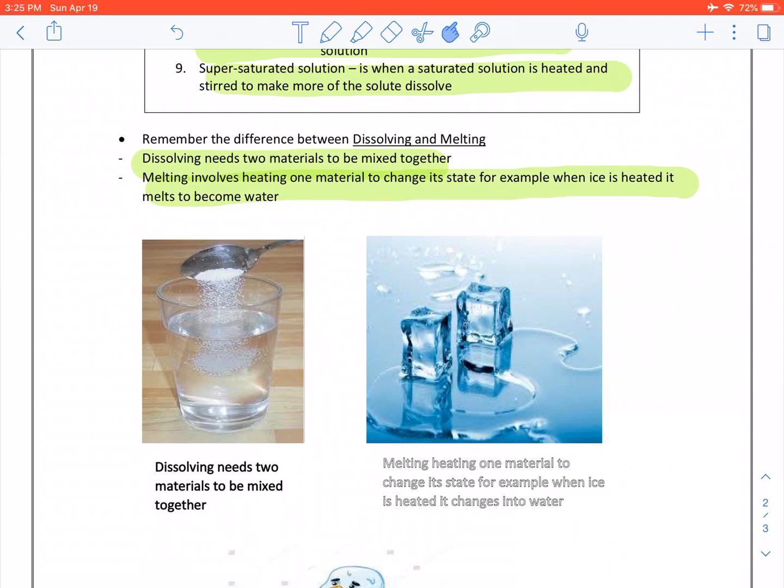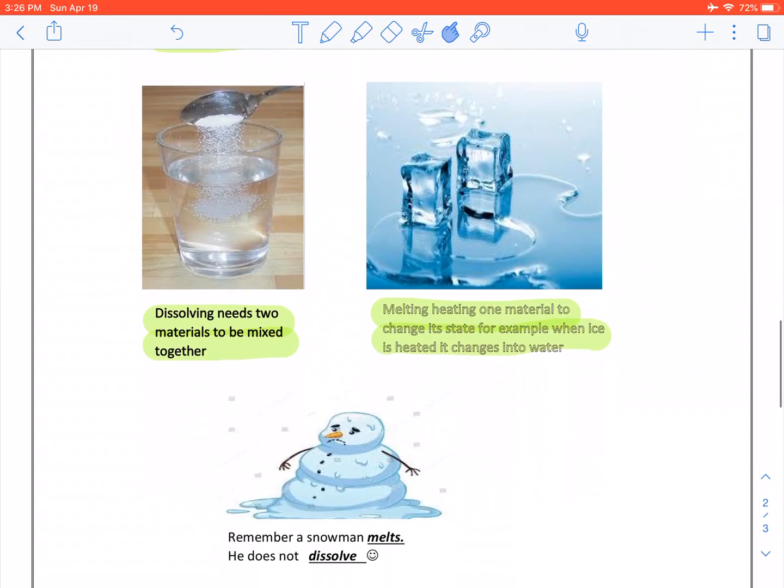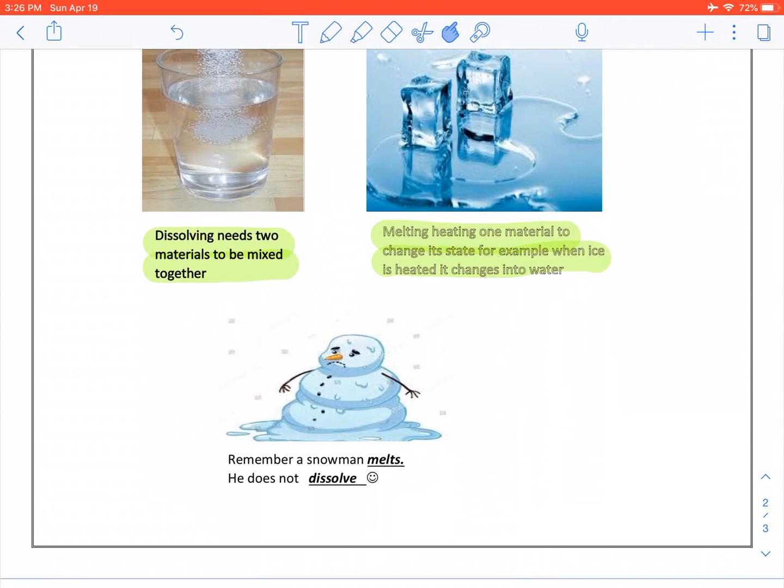Here's an example. Putting your sugar in the water, you will find that it is sugar and the water, so you are dissolving sugar. The two materials are mixed together. Melting, when you're heating one material to change its state. For example, when ice is heated, it changes into water. A good way of remembering this would be: a snowman melts, he does not dissolve.